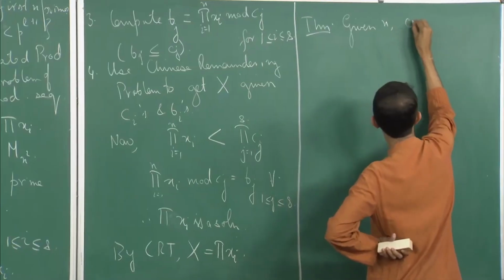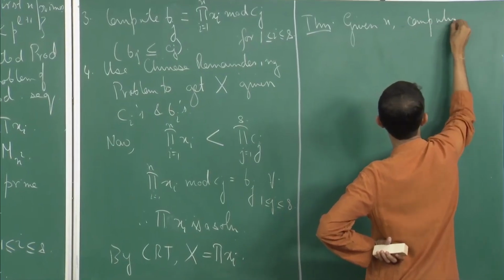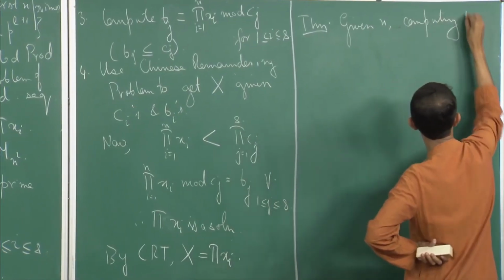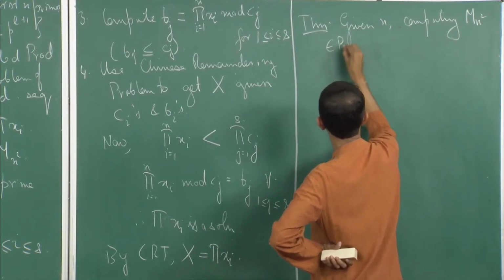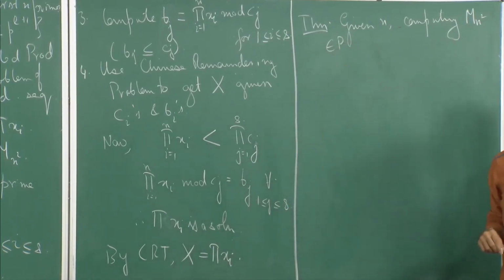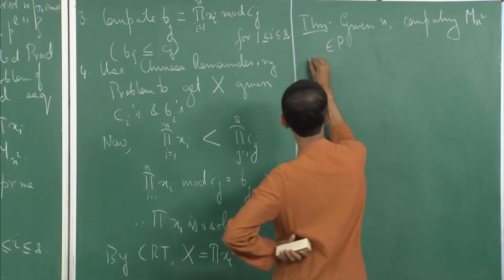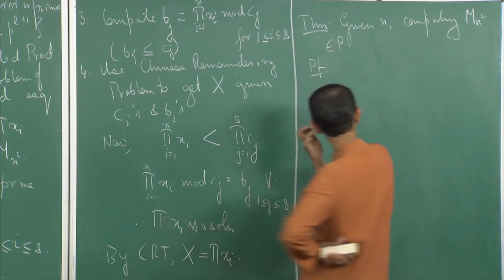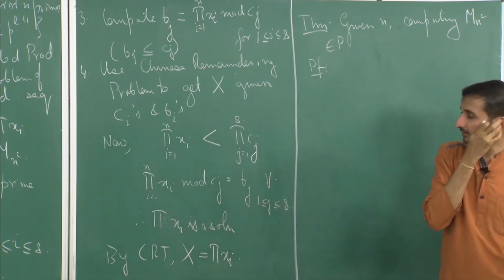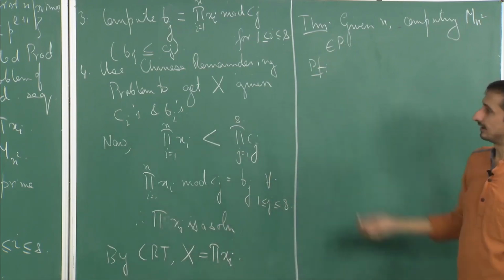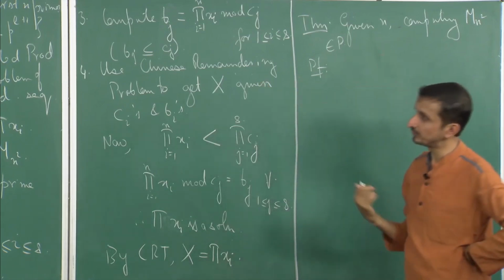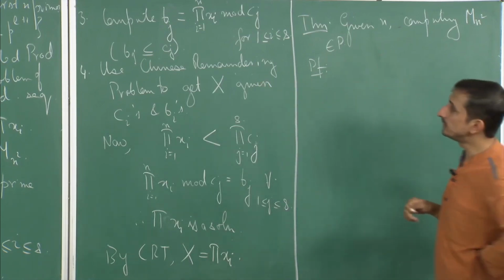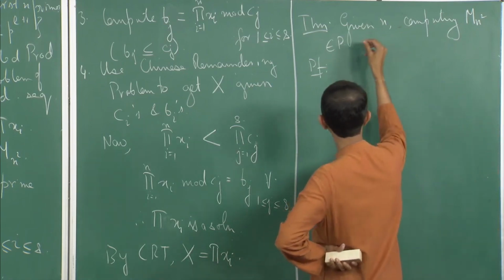Given n, computing Mn square is actually in P. So we will use a polynomial time algorithm over here. In fact, there are actually better algorithms. There are ways in which it can be done even in log space, but it's enough. So what Cook, Beam, Hoover showed is that this is a P uniform NC1 reduction.